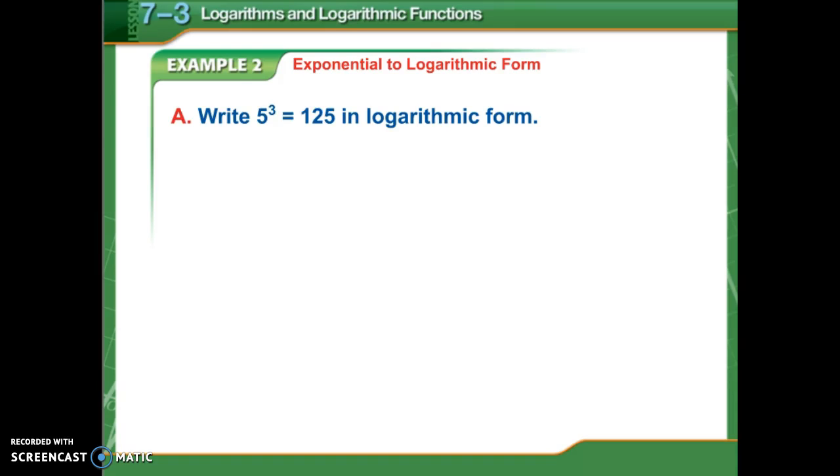Okay, moving on to example 2. We're going to take 5 to the third power equals 125, which is exponential form, and write it in logarithmic form. So remember that the exponent is the thing that's going to be on the right side. The base is the base underneath. It's a subscript, written below the line after the word log. And the answer of the exponential form is written on the left side. So we're doing log base 5 of 125 equals 3, which means 5 to the third power equals 125.